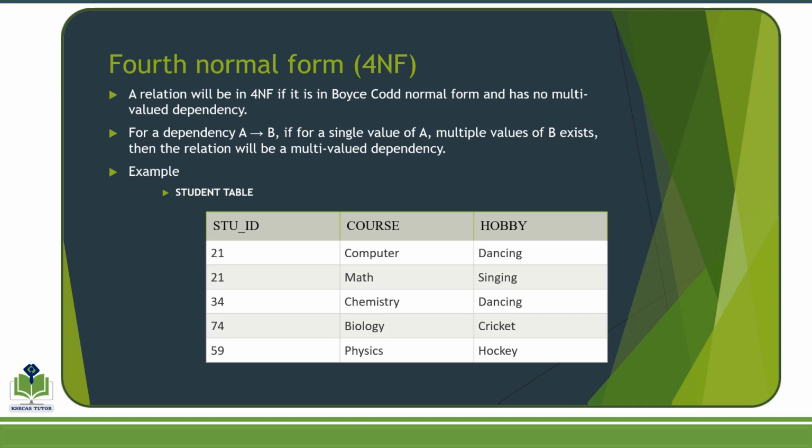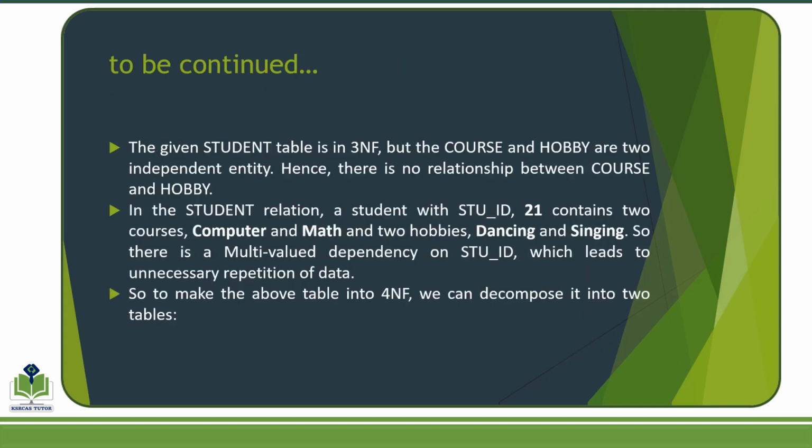Now let us take the ID, that is student ID 21. That person is studying more than two courses called computer and mathematics. Similarly, the same person has two different hobbies called dancing and singing. So the given student table is in third normal form, but the course and hobby are two independent entities. Hence, there is no relationship between the course and hobby.